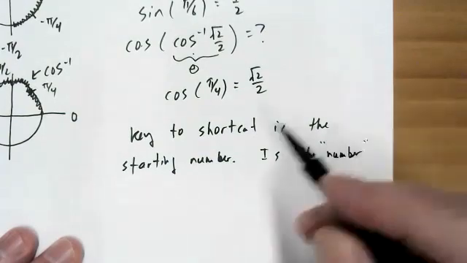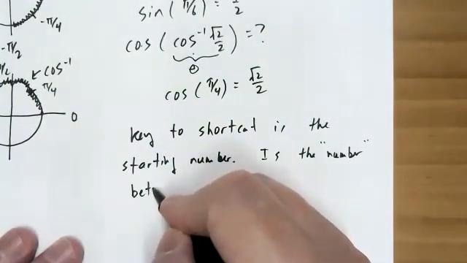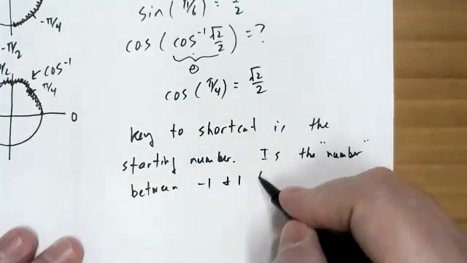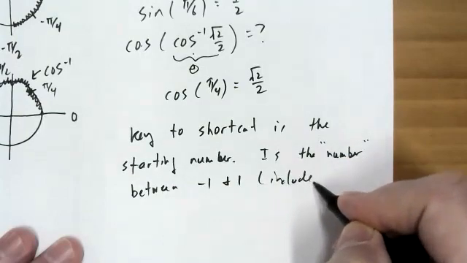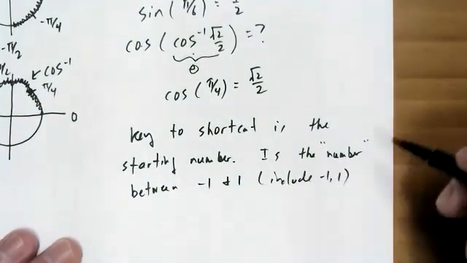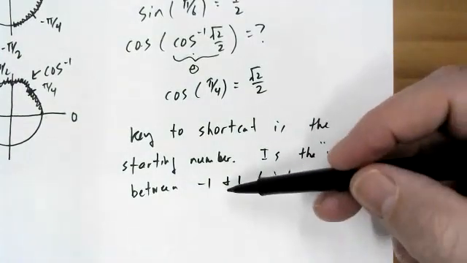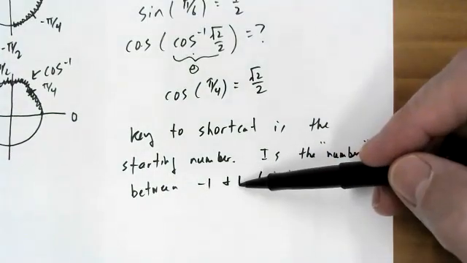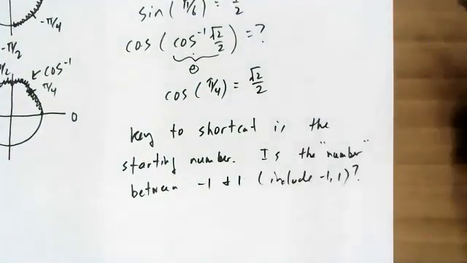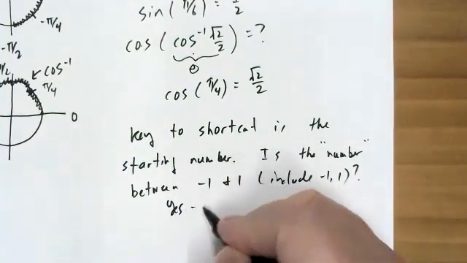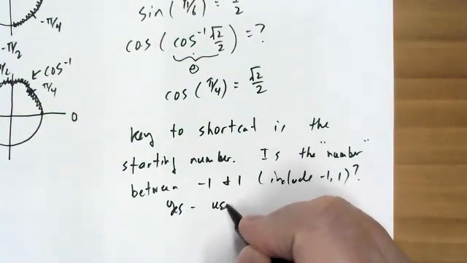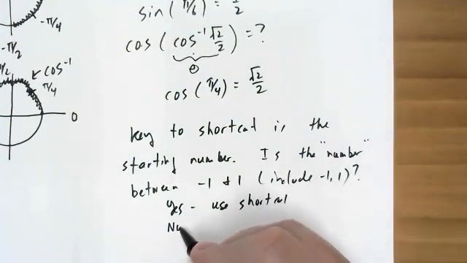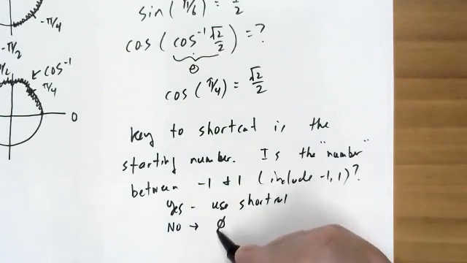Is the number between -1 and 1? And you actually include the -1 and the 1. So basically, determine whether the number is between -1 and 1, including -1 or 1. If the answer is yes, then you just use the shortcut. If the answer is no, then you have an undefined answer.